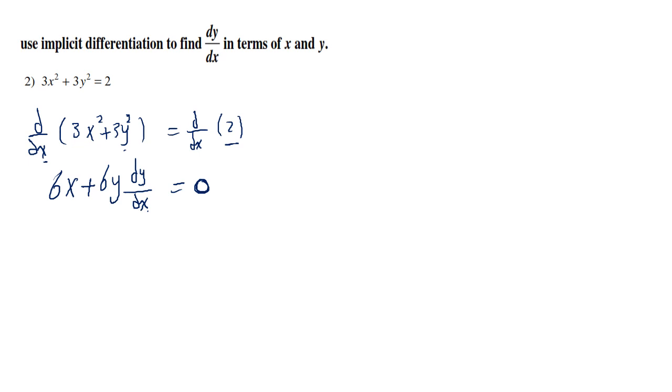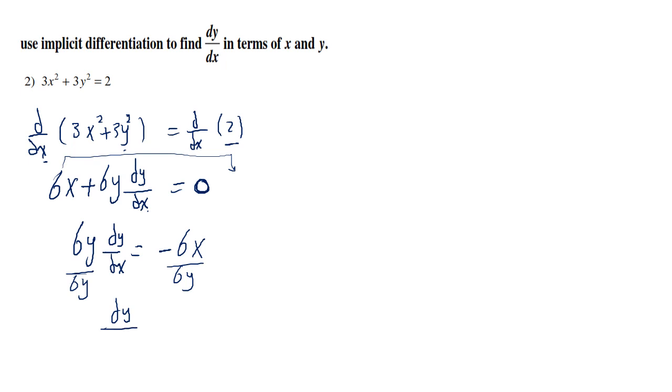So let's rearrange it. So 6y dy/dx is equal, moving 6x to the other side, it's negative 6x. Divide both terms by 6y. So dy/dx is equal to negative x over y.